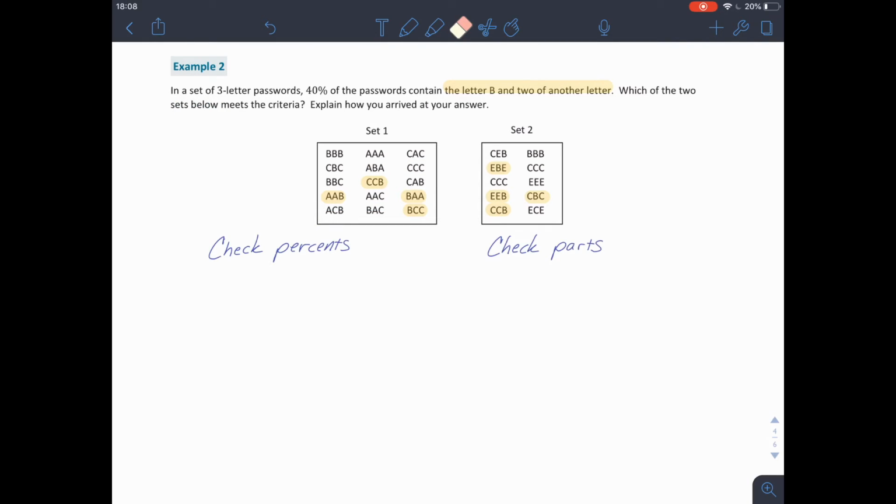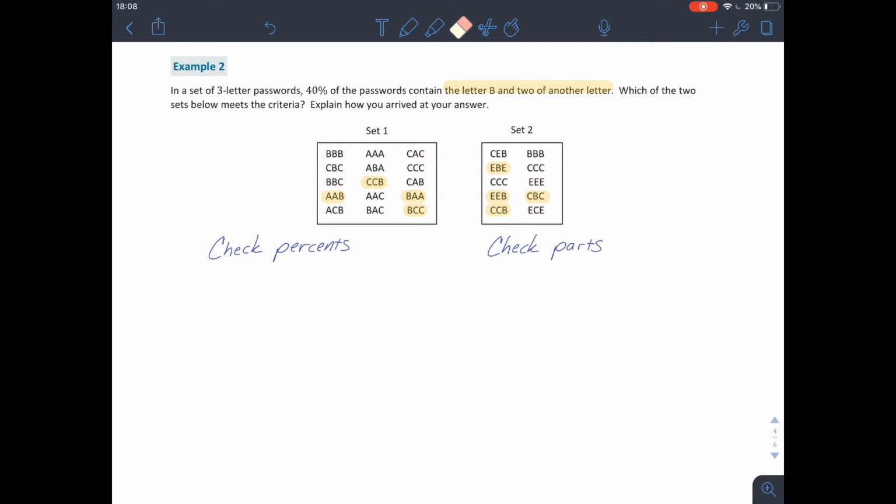In a set of 3-letter passwords, 40% of the passwords contain the letter B and 2 of another letter. Which of the 2 sets below meets the criteria? Explain how you arrived at your answer. There are 2 possible strategies that we can use to try to solve this.